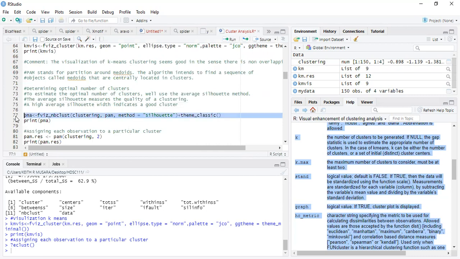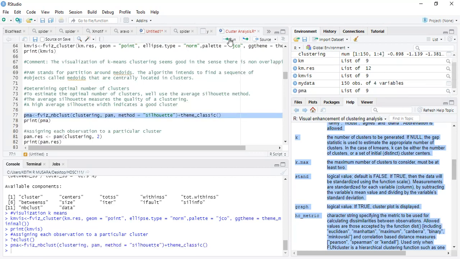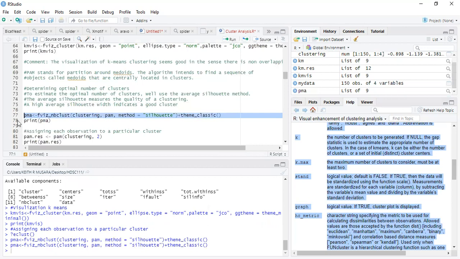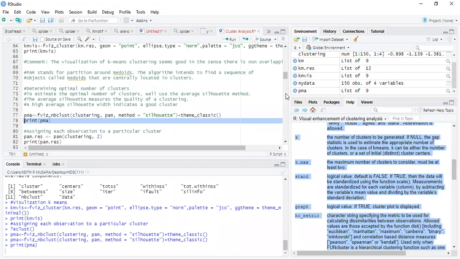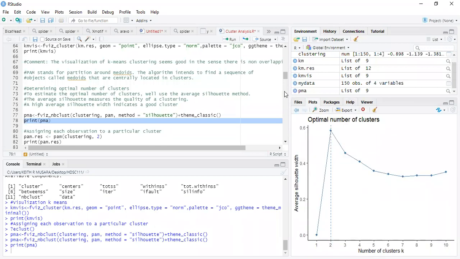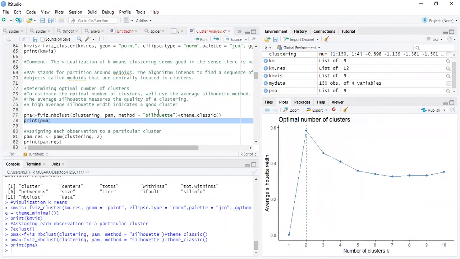So this is PAM. This is our data set clustering. This is the method of determining the optimal number of clusters. If you run this and then print it, it will give you 2 as the optimum number of clusters, right? Because I said a high average silhouette width indicates a good cluster. So PAM is suggesting 2 is the number of clusters.